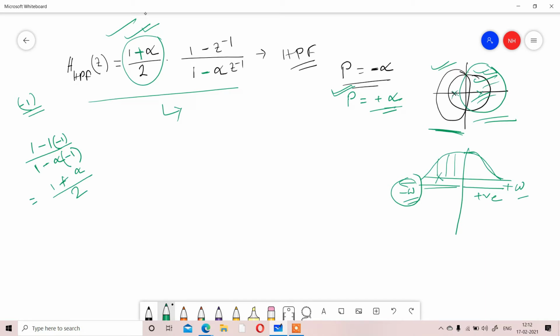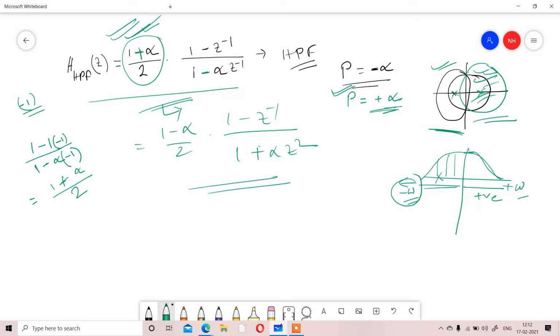That is the reason we are making the pole towards the positive side, keeping all the characteristics same. Okay, so that will give you the high pass filter with the same characteristics, means 1 minus alpha by 2, 1 minus z inverse by 1 plus alpha z inverse. The result of that high pass filter and the result of this high pass filter will be the same.